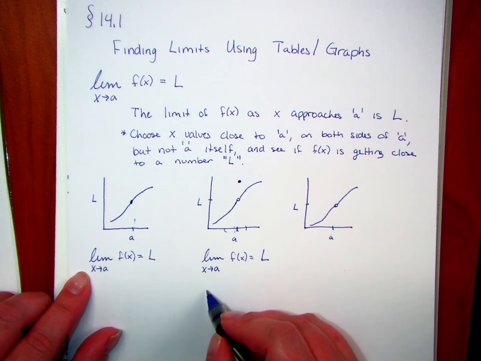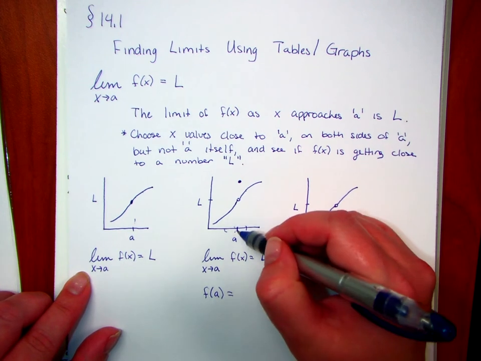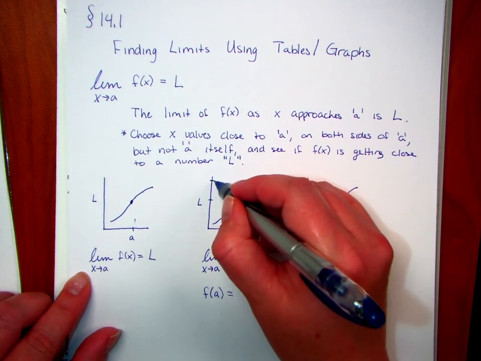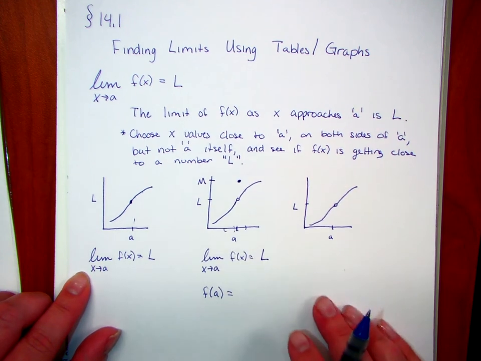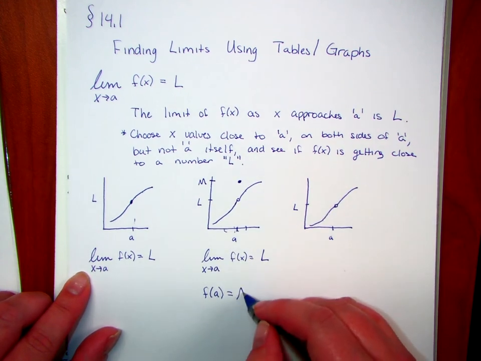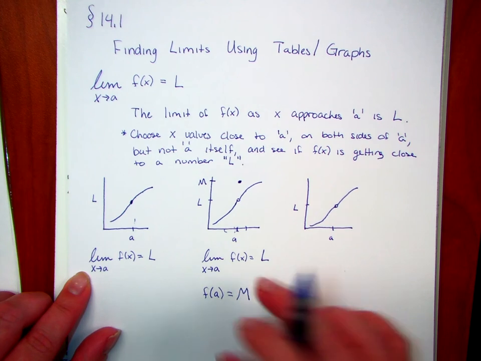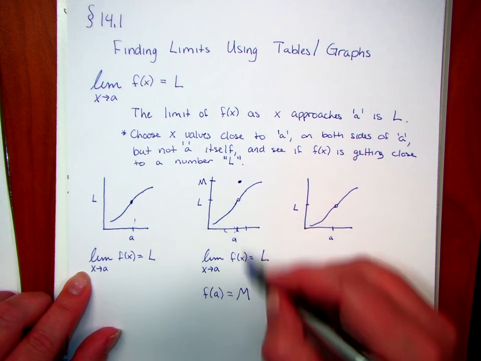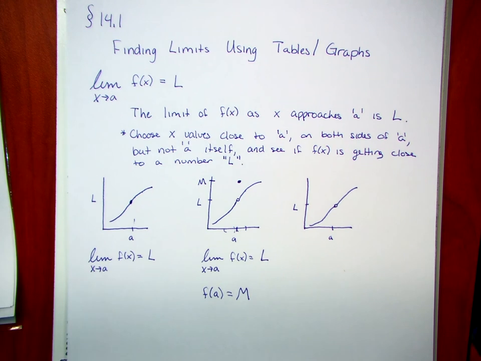Now, the limit is different than the function value. If you were asked, what is f of a? f of a is not L. The function value at a is not where the hole is. The function value is up here where the point is. Let me just call it m for now. So the function value at a is actually m, where the limit is L. The limit is where the lines are going, and the function value is where those defined points are.